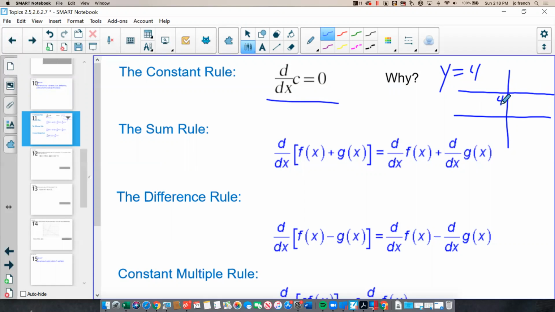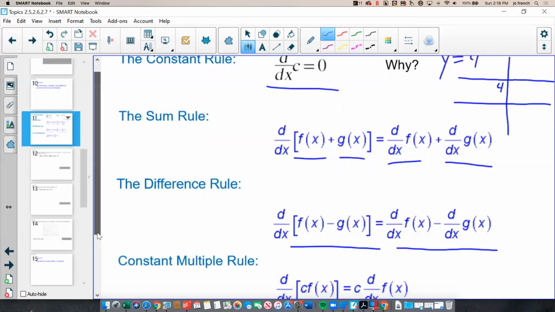The sum rule says that when we have two functions being added together, we can take their derivatives separately and add those derivatives together to get an answer. Very nice. It makes sense. Each of these derivatives is independent of each other, and their derivatives are added together. The same thing works when we are subtracting, the difference rule. The derivative of the difference of two functions is the difference of their derivatives.